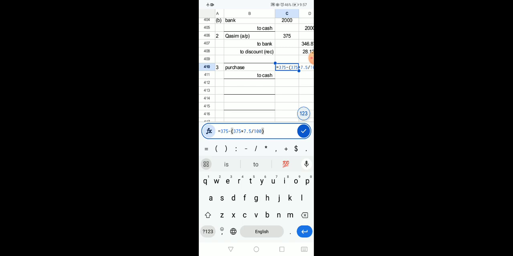In this way, you will be able to calculate the net amount. Please try to understand, focus here. 375 was the total amount and 7.5% trade discount. So inside the bracket, you have calculated the discount: 375 multiplied by 7.5 divided by 100. That amount would be the discount amount and it would be subtracted from the total amount. In this way, you will be able to calculate the net amount, and that is 346.875. This is the amount which would be paid in actual.